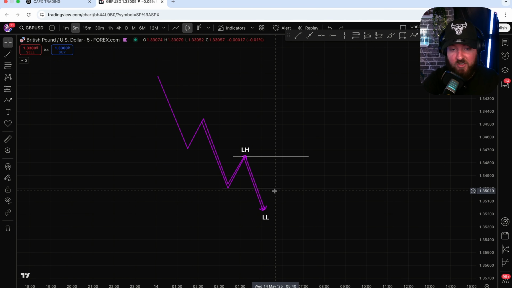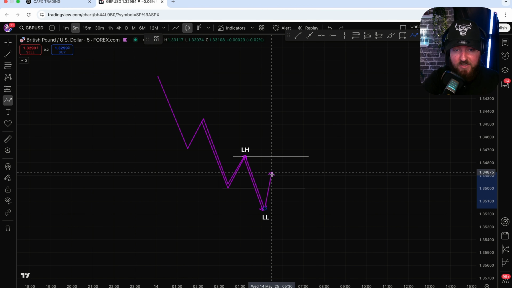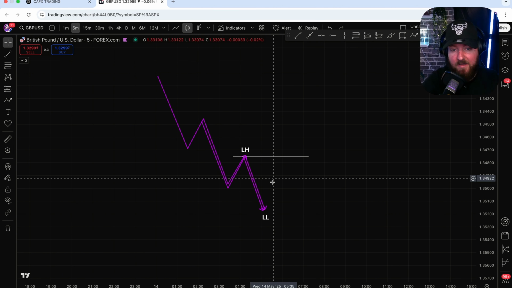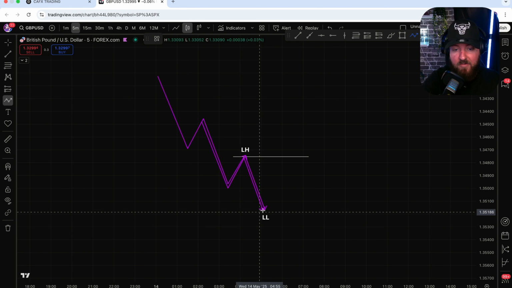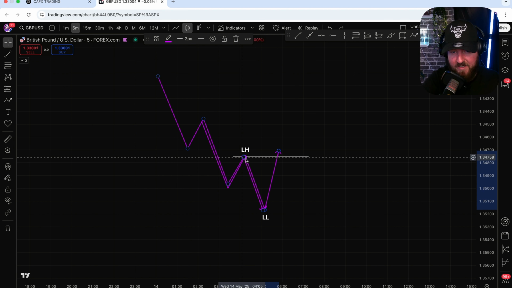So when do we get a breaker structure? Because we can't count this as a breaker structure now. That's not a breaker structure. We get rid of these lines every single time they get broken. Forget about it. The only way we can get a breaker structure is if price comes up and candle body closes above this area, all right?